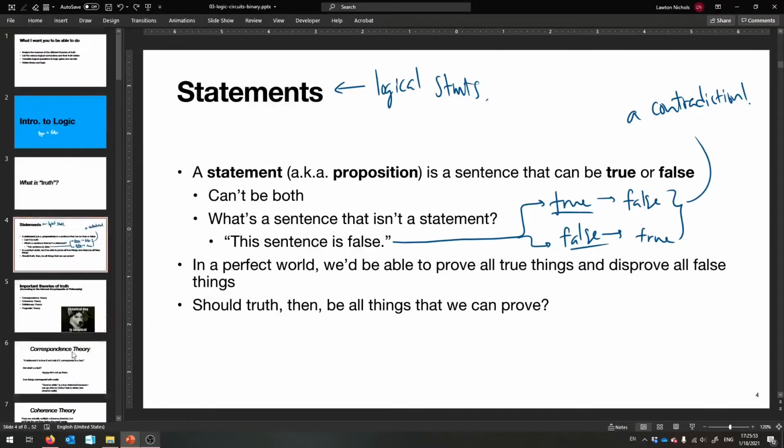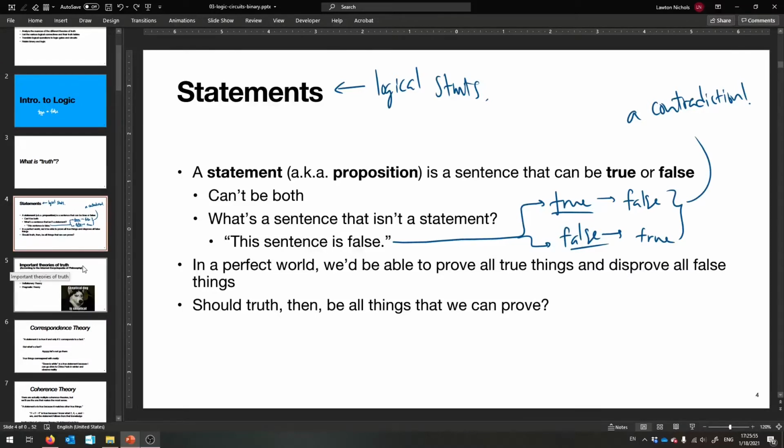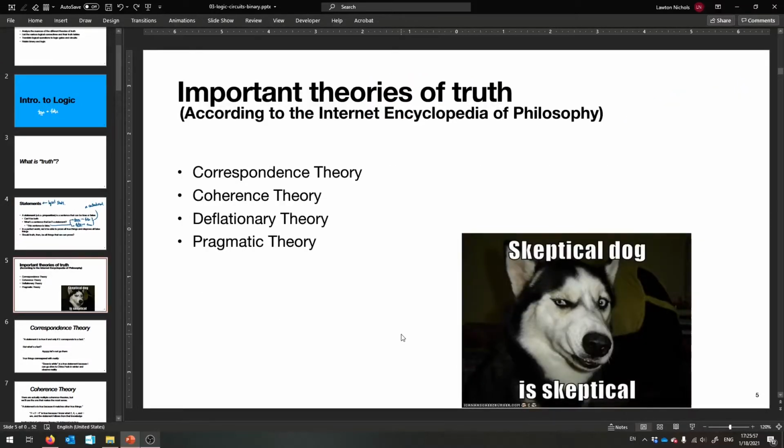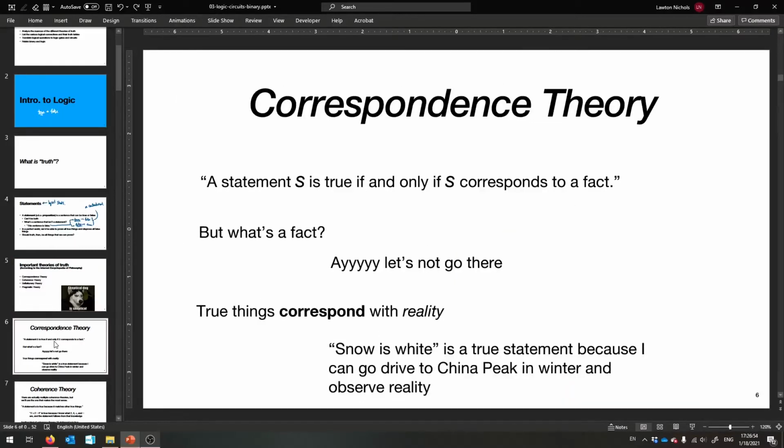So that's where I'm going with this. And there are a few competing ideas about what truth should be, and I'm going to talk about 4 of them. Okay, I'm going to give you those definitions, and we'll see which one clicks the most for you. Okay? So the first thing that I want to talk about, the first theory of truth, is called correspondence theory.